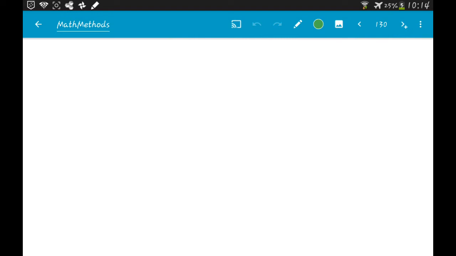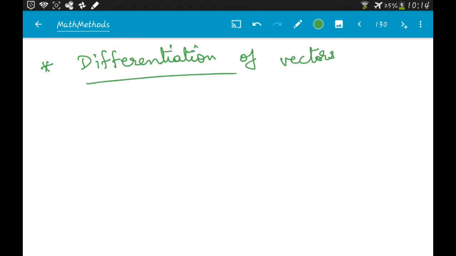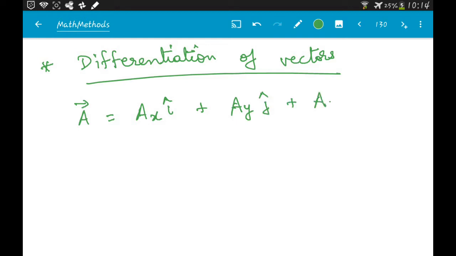Now let's go to something else. Let's see how we can differentiate vectors, right? Because this is vector calculus, so we need to know how to differentiate vectors. Okay, so differentiation of vectors. Let's imagine there is a vector A, and the vector A is nothing but AX i plus AY j plus AZ k.